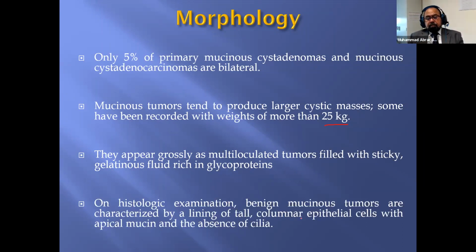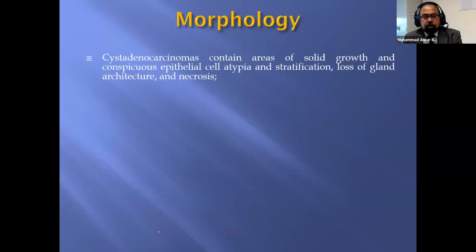On histological examination, benign mucinous tumors are characterized by a lining of tall columnar epithelium with apical mucin and absence of cilia. So this is one of the characteristic findings between these two. In the serous one, you have cilia on the top if you're talking about the benign and borderline. But here in the mucinous one, even if it is benign, you will not see any cilia. The other thing you can see is the apical mucin. I will show you how this apical mucin looks.